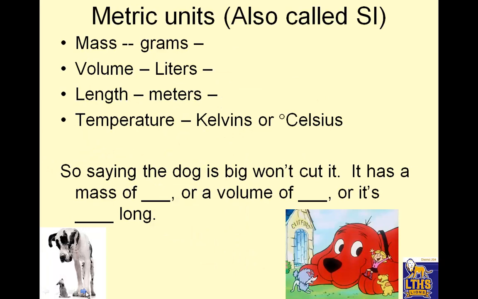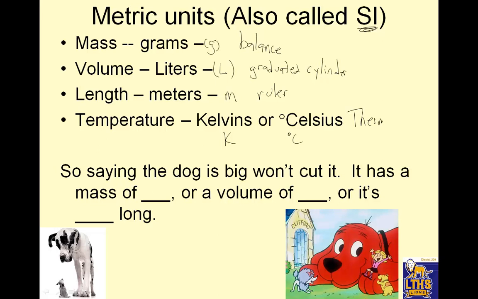Metric units, also called SI. So metric units are sometimes called SI units. The abbreviation for grams is little g, and the device used to measure mass is called a balance. Volume is measured in liters, which is abbreviated L, which is often measured with a graduated cylinder. Length is in meters, that's m. That's often measured with a ruler. Temperature is in kelvins, which are K, or degrees Celsius, which are degrees C, and it's measured with a thermometer.